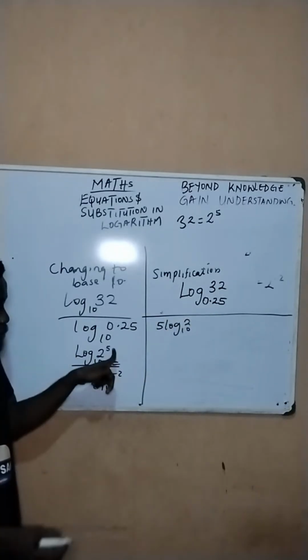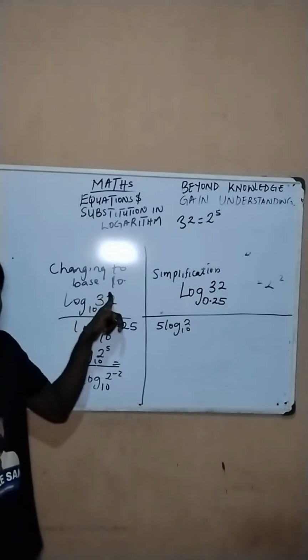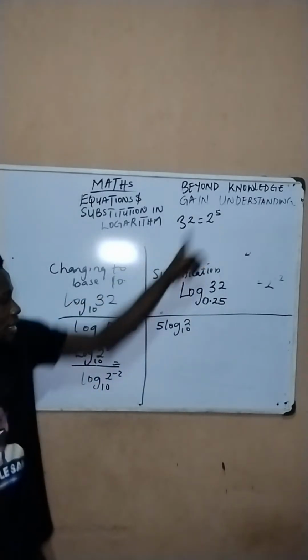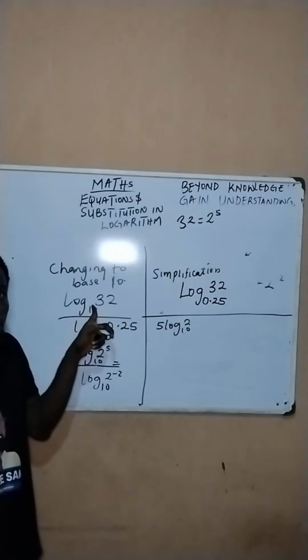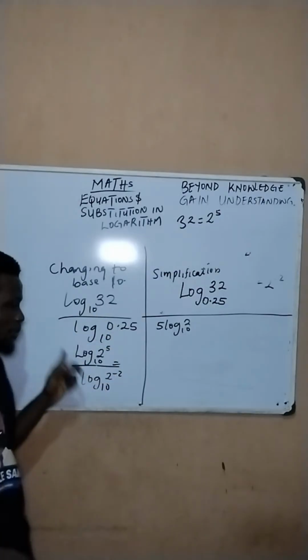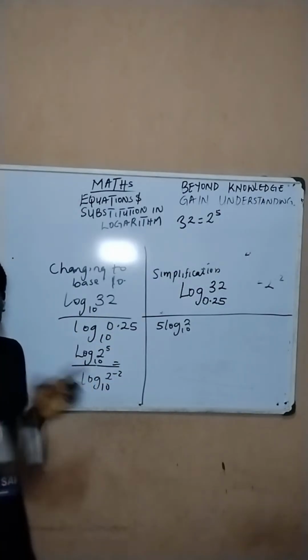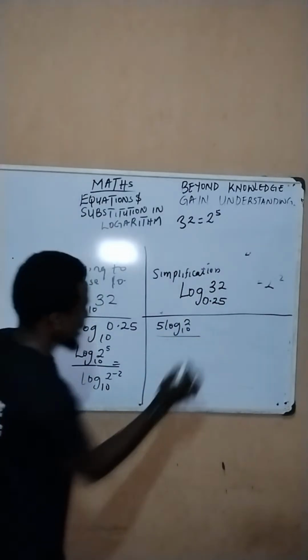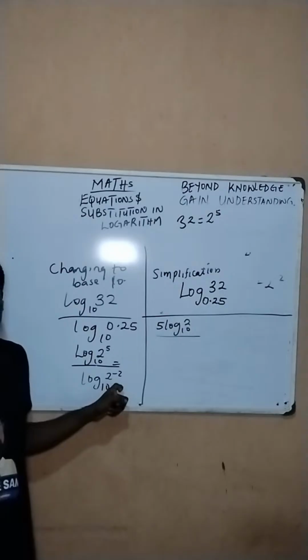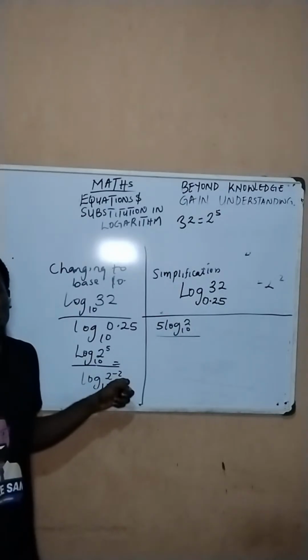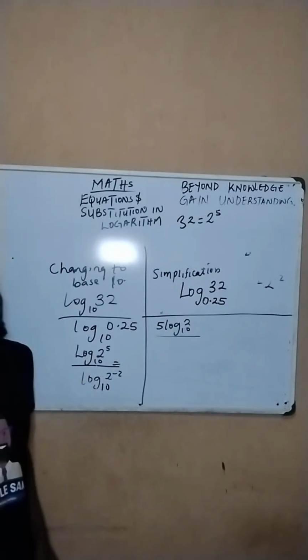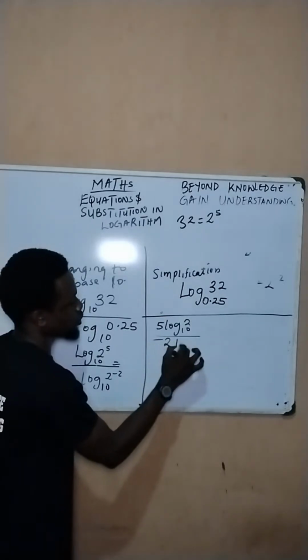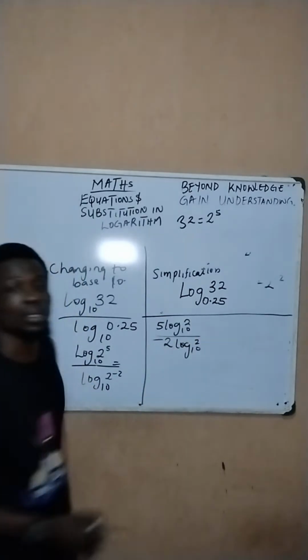For this, I've pushed the power here, which I reduced from 32. 32 is 2 raised to the power of 5, so I replace 32 with 2 raised to the power of 5, and I now push the power to become the coefficient of the log. It is applicable in logarithm. So this becomes 5 log 2 base 10 divided by, do the same thing here. This 2 has a power of negative 2. Push it to the front of the log, and it becomes negative 2 log 2 base 10.